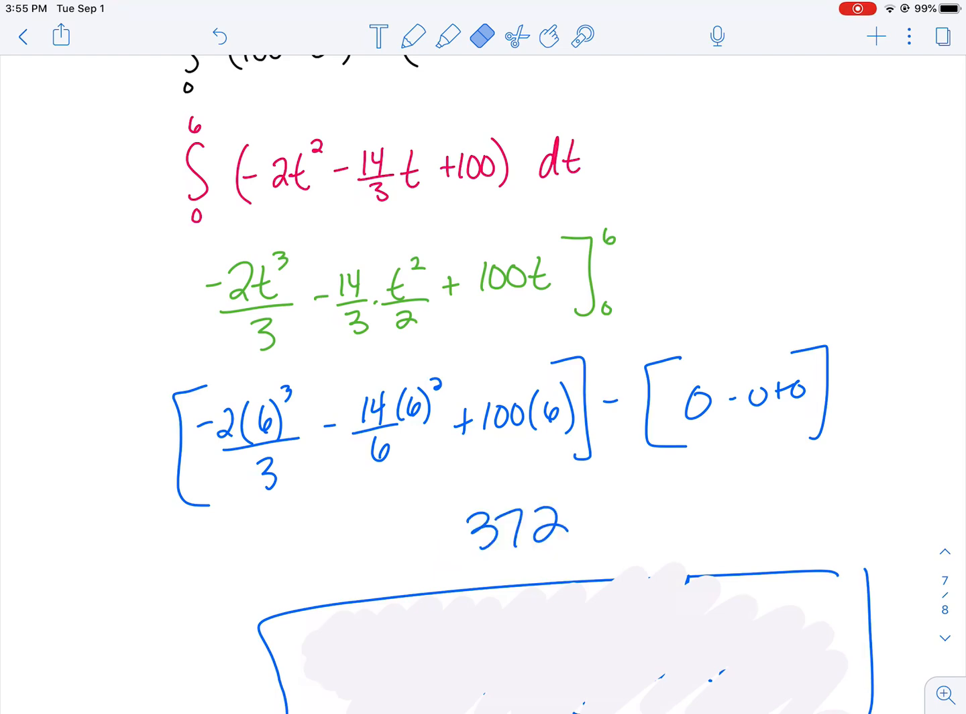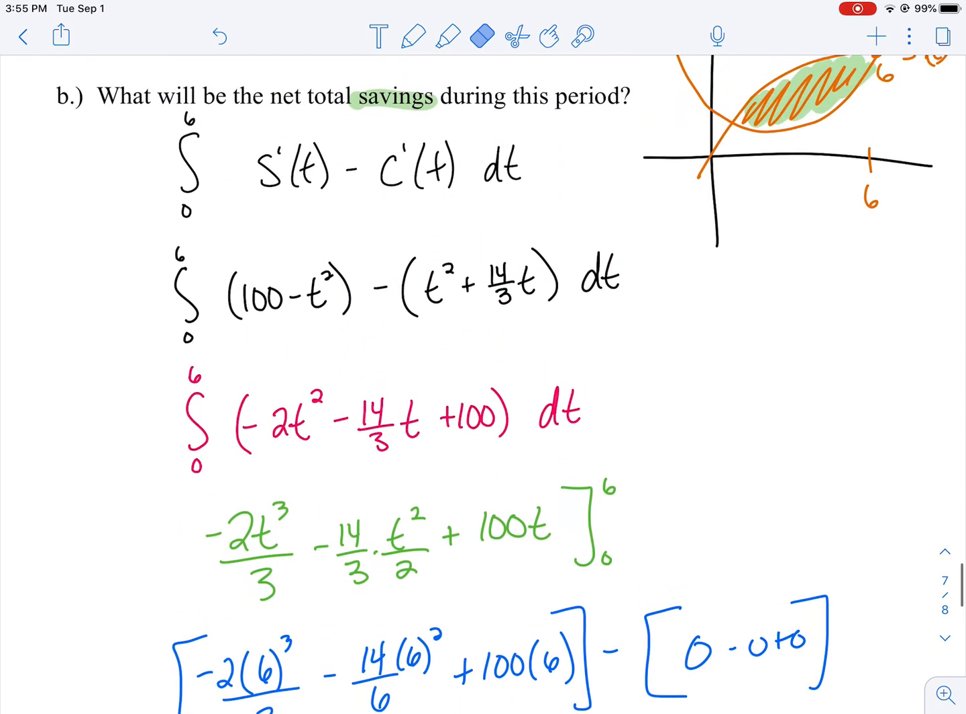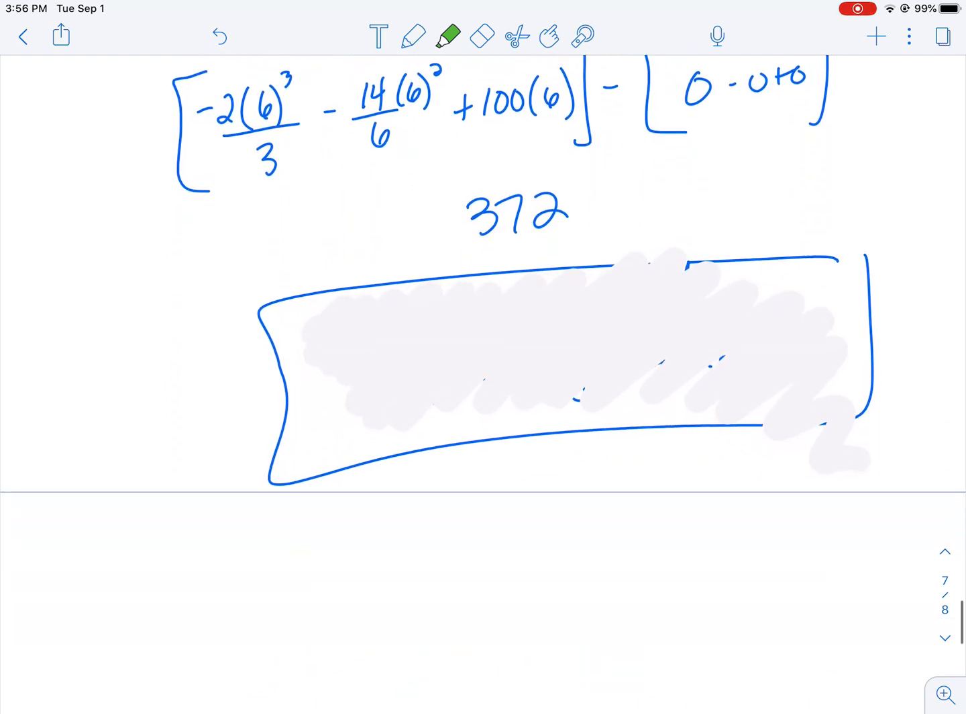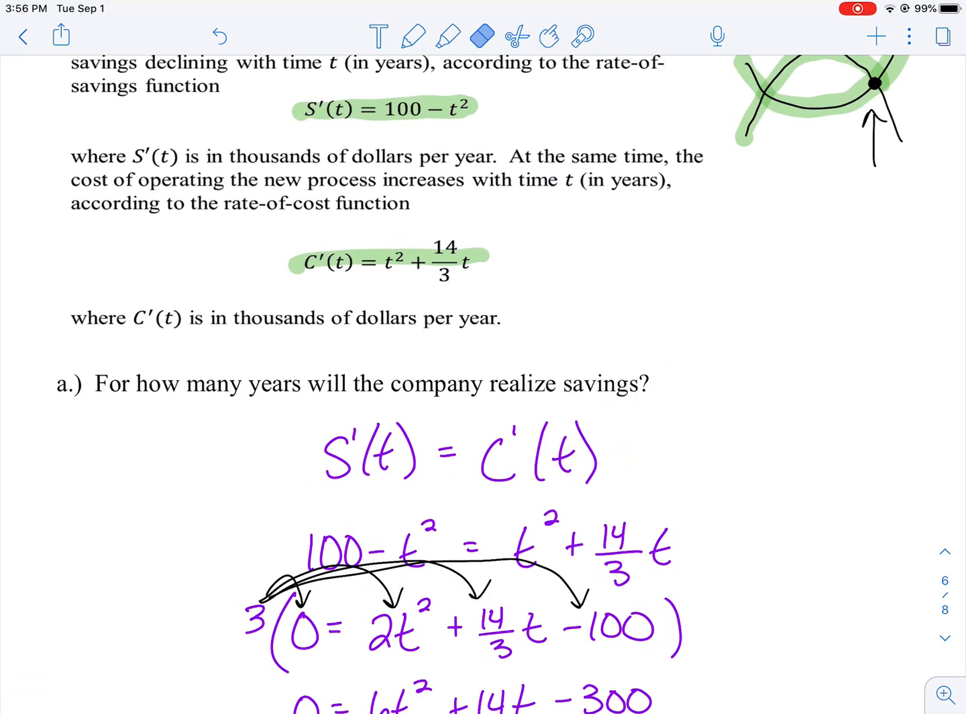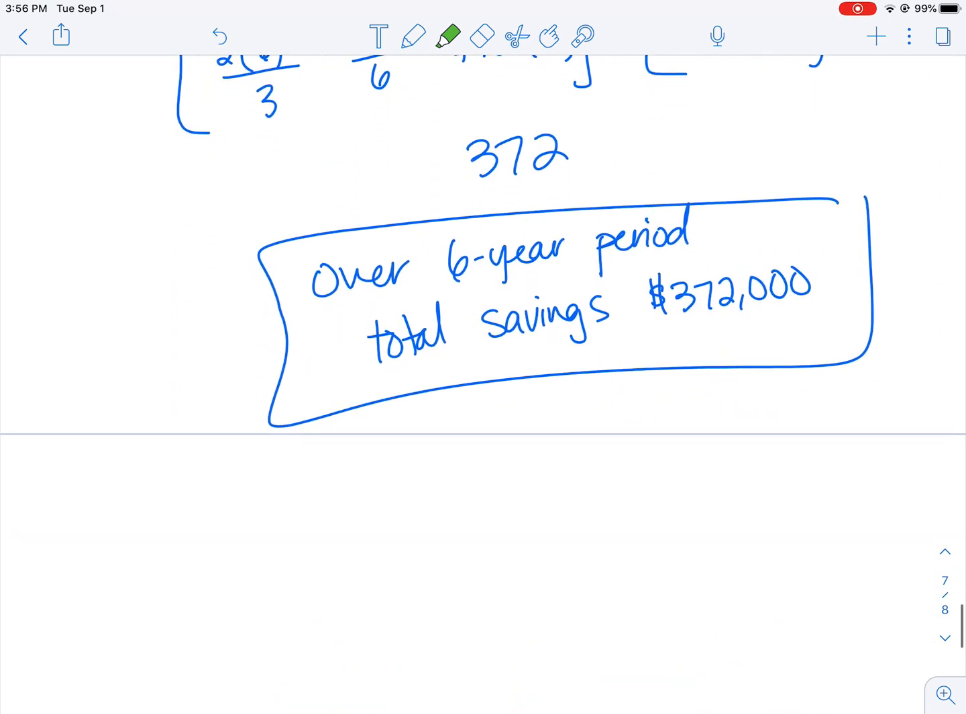Putting it in my calculator, I ended up getting 372. Remember, when we're integrating our derivative, the rate at which our savings and the rate at which our cost is changing, it actually gives me the actual savings and the actual cost. So I can find the total over that period of 6 years. I ended up getting 372, which remember was in thousands of dollars, right? If I go back, they were in thousands of dollars per year.